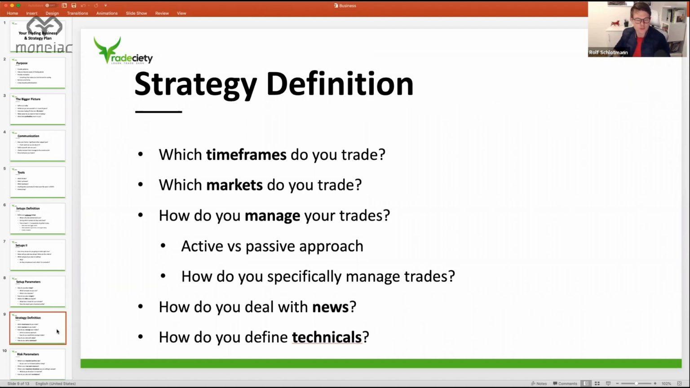Strategy definition: which time frames do you trade? That mostly relates to, as I said before, your emotional time frame, also your lifestyle goals, and your current lifestyle. So if you're working a day job, don't be a day trader.